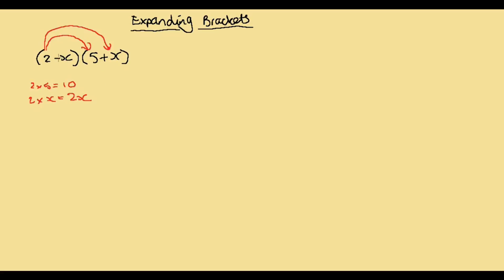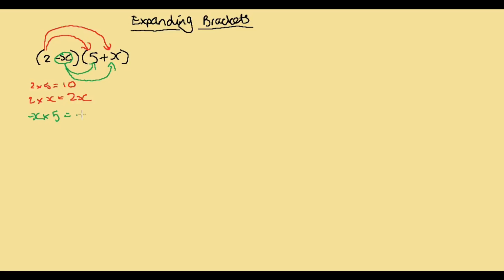This x is a negative x, so I'll just put sort of a green around that, and we're going to multiply that by the 5, but we're also going to multiply it by the x, or the positive x. So minus x times by 5 makes, you guessed, minus 5x. And then we have minus x times by x.